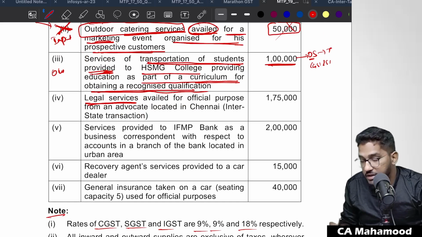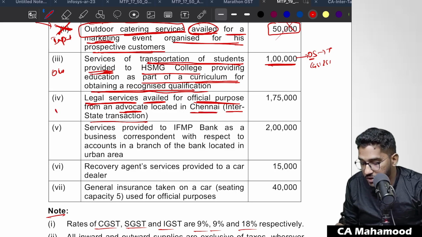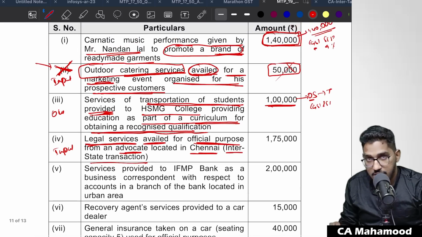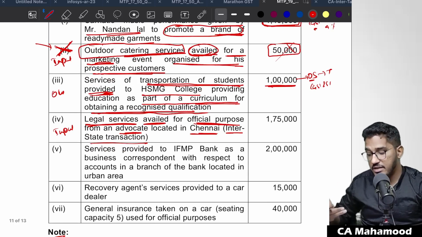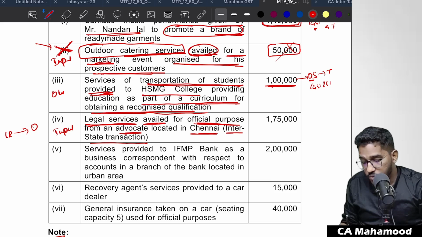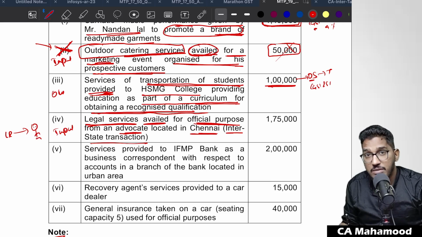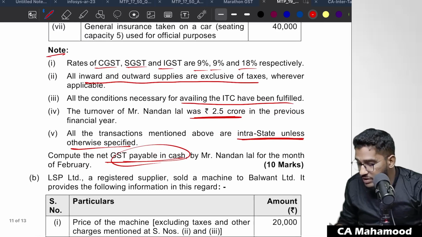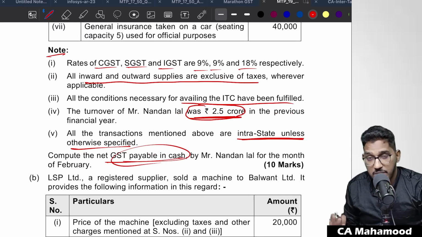Legal services availed for official purposes from an advocate located in Chennai, interstate supply. Now they are talking about inputs. Now this registered person has received legal services from an advocate. We know that when legal services are provided to a person whose aggregate turnover in the preceding financial year has exceeded the applicable threshold limit, then they become liable for paying tax under reverse charge mechanism. In the given case, our registered person has received the legal services, and in the note they have clearly told the turnover in the previous year was 2.5 crores. That means turnover in the preceding year has exceeded the applicable threshold limit.